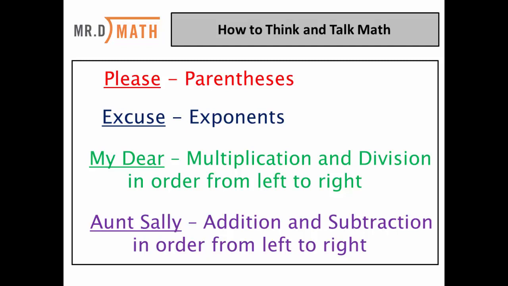It's multiply and divide, multiplication and division at the same time in order from left to right. You go straight across the page from left to right. And then Aunt Sally, same thing, addition and subtraction in order from left to right. Very important. You don't do multiply and then do divide. You do multiplication and division in order from left to right together at the same time, going left to right across the page. All right, let's check out a problem.